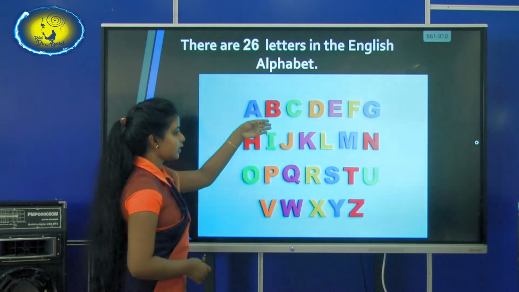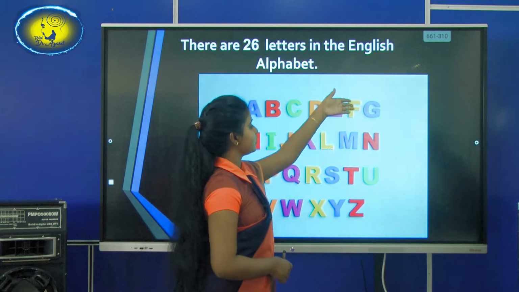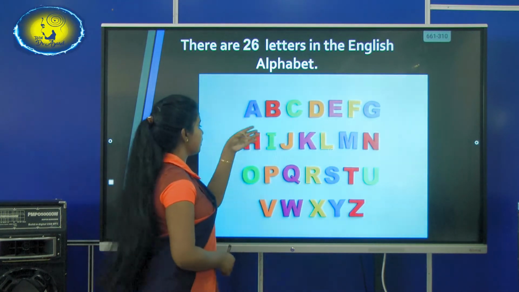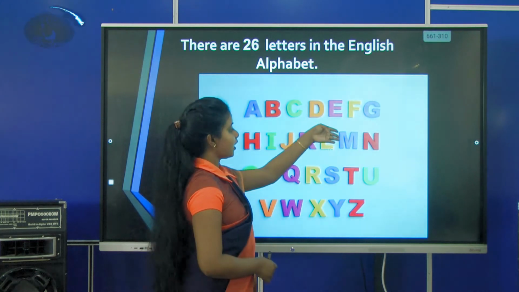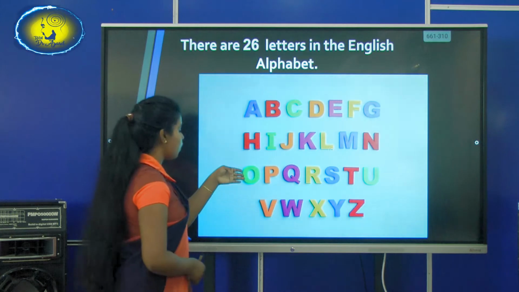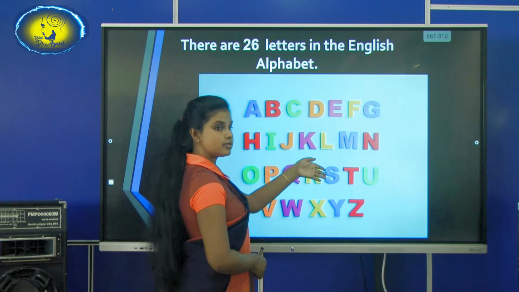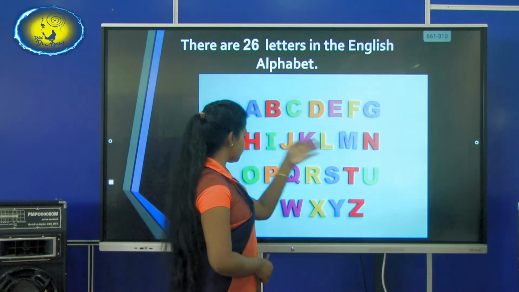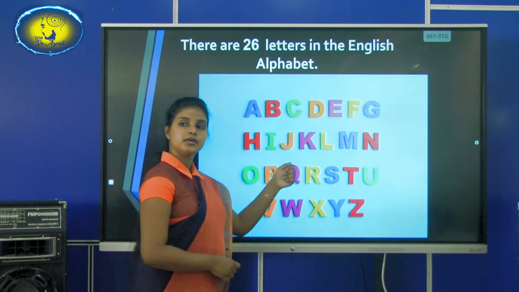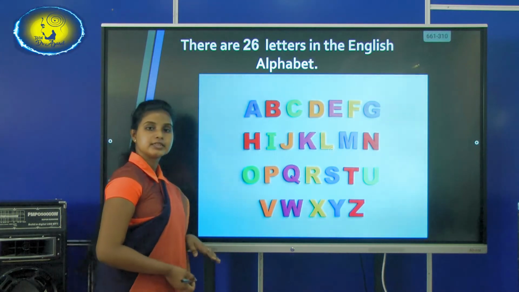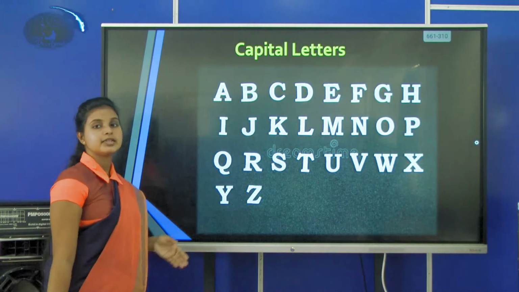A, B, C, D, E, F, G, H, I, J, K, L, M, N, O, P, Q, R, S, T, U, V, W, X, Y and what is the final letter children? It is Z. Okay, this is our capital letters.